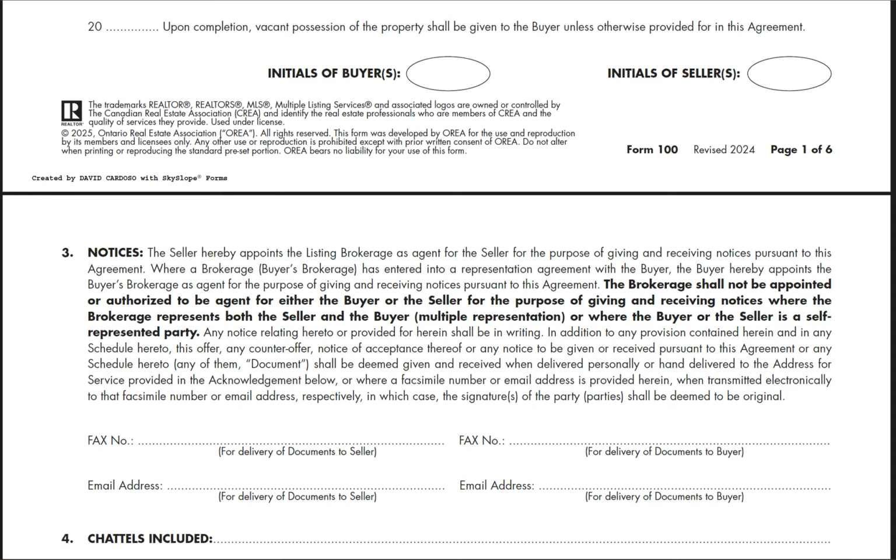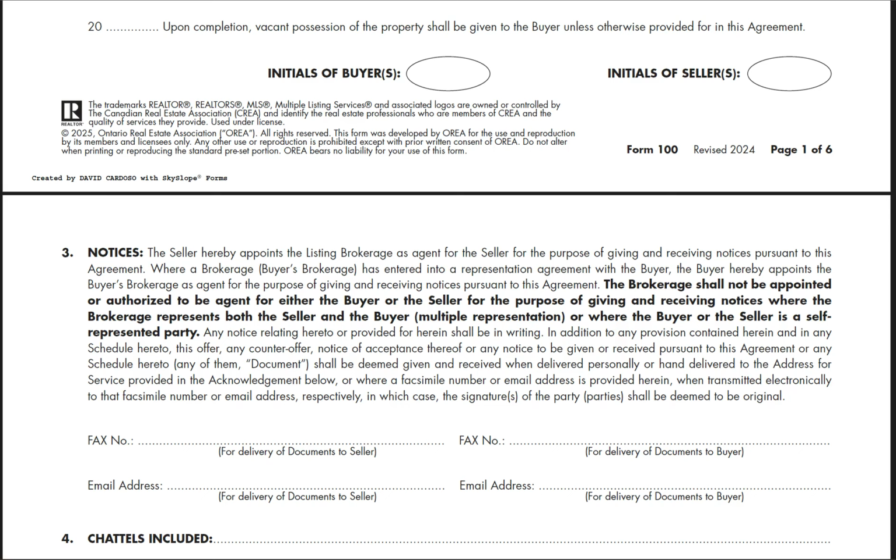So what does that basically mean? This clause is important for determining who can give and receive legal notices related to this agreement of purchase and sale. It's saying that the listing brokerage, the real estate brokerage representing the seller, is authorized to give and receive notices on behalf of the seller. If the buyer has a buyer brokerage, a buyer representation agreement, which we'll go through in another video, the buyer brokerage is authorized to give and receive notices on behalf of the buyer to the seller's listing brokerage.